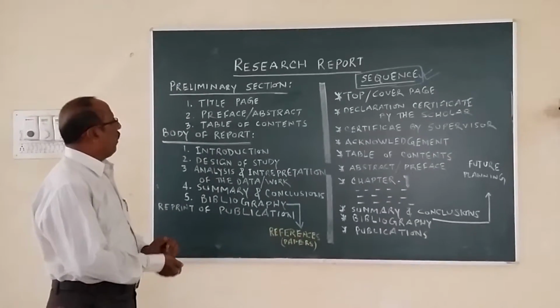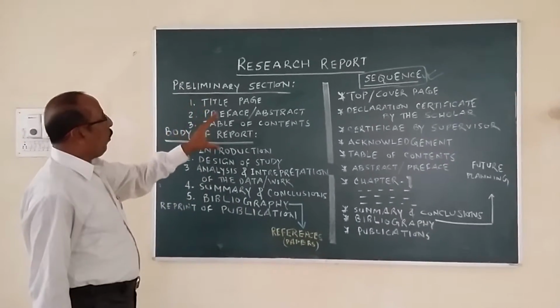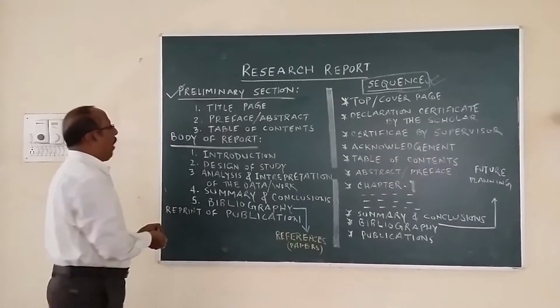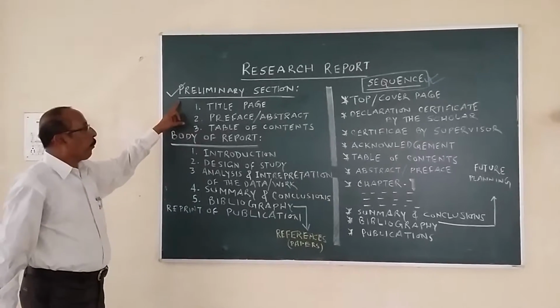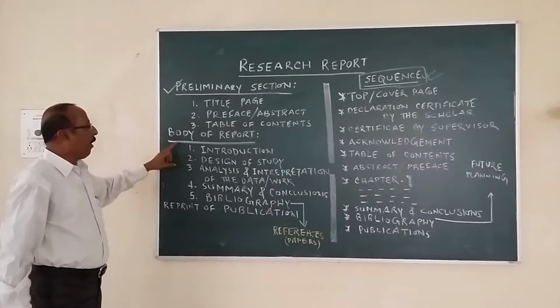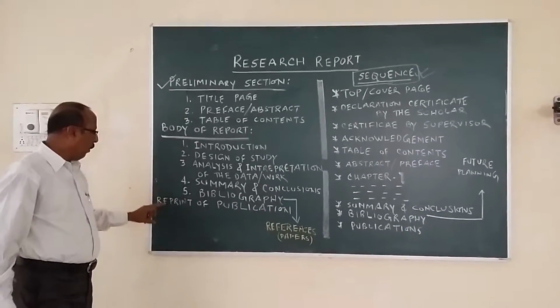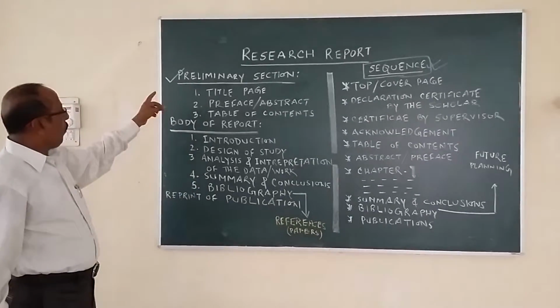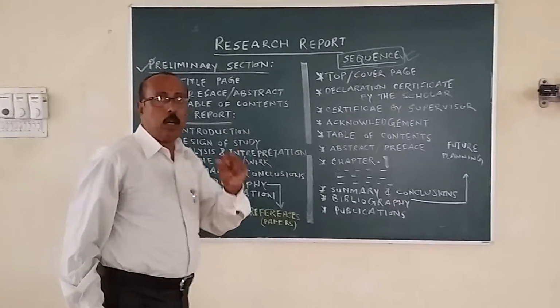So the research report contains three parts. The first part is the preliminary section, the second part is the body of the report, and the third part is the reprint of publication. In the preliminary section, there are three sub parts.